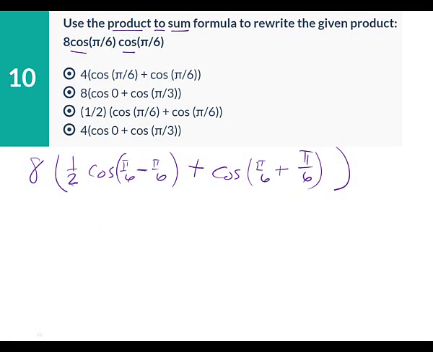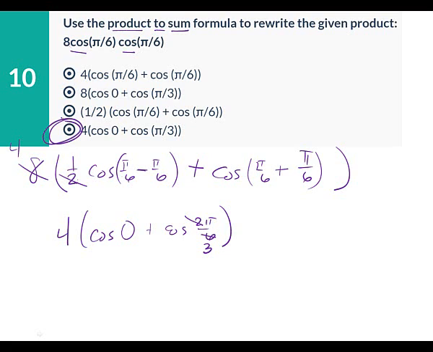All right. What can I do with this 1/2 and the 8? Cancel. Can I bring that down to 4? All right, and then this is going to be cosine of what? What's pi over 6 minus pi over 6? 0. And then pi over 6 plus pi over 6 is 2 pi over 6, which reduces to pi over 3. So isn't it this choice right here?